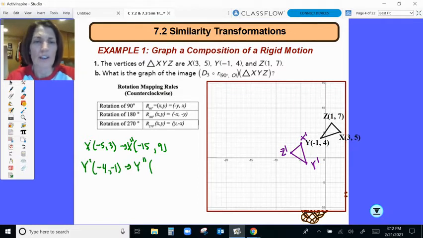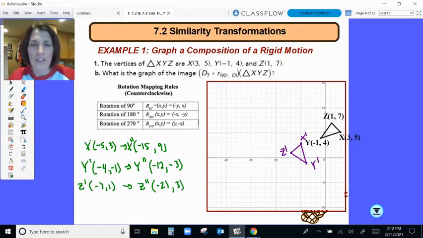That's going to go to my y double prime. We're going to multiply each of those by 3. So -12, and -1 times 3 is -3. My z prime coordinates are at -7, 1. So my new coordinates there are going to be z double prime, -21 and 3. I hope I have enough room for that. I think I do. So x double prime is going to be -15, 9 up here.